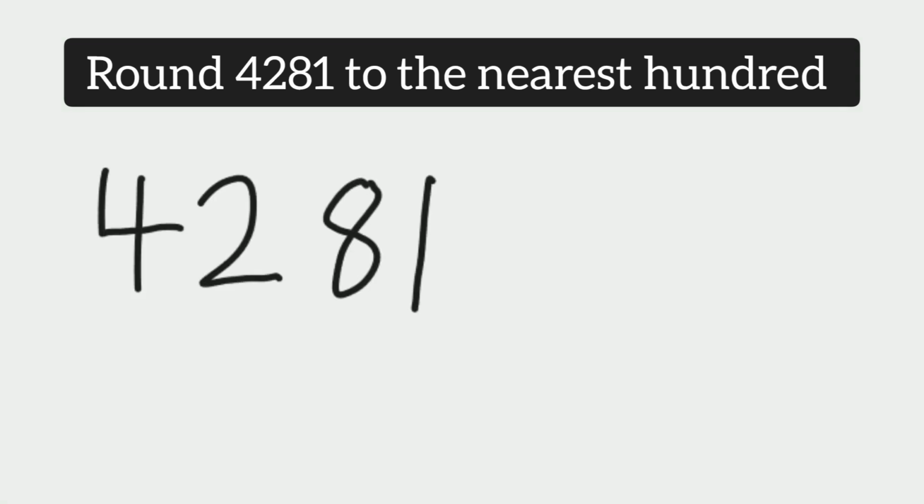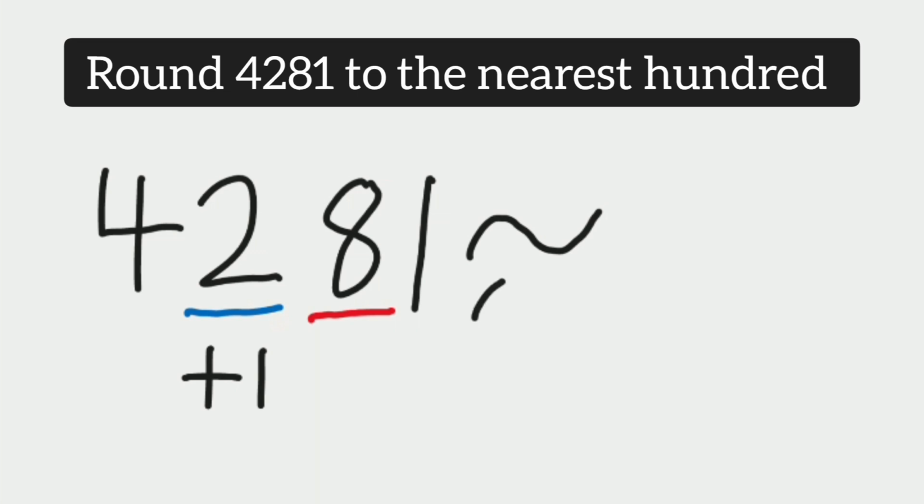Now, let's do some more examples. Let's say we want to round off 4,281 to the nearest 100. Well, the hundredths digit is 2, which means the digit right next to it is 8. This is greater than 5. Therefore, we add 1 to the hundredths digit and replace everything to the right of the hundredths digit with 0. Therefore, the answer is 4,300.